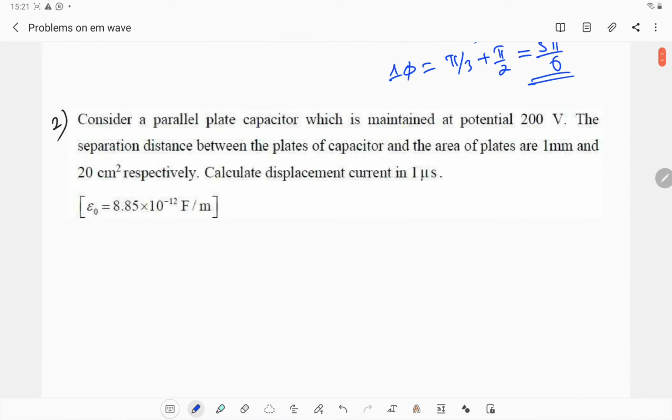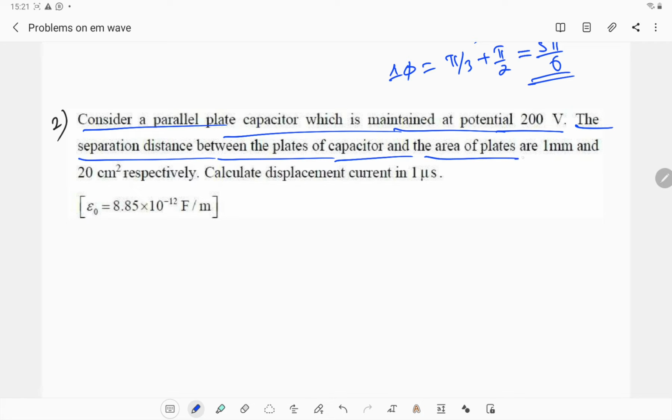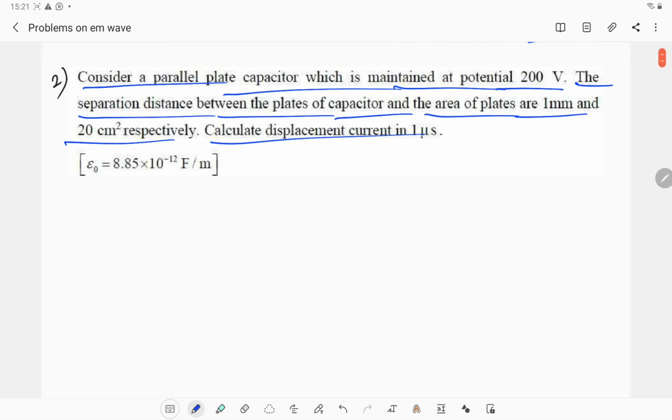Next one. Second problem. Consider a parallel plate capacitor which is maintained at a potential of 200 volts. The separation distance between the plates of the capacitor and the area of the plates are 1 millimeter and 20 centimeter square respectively. Calculate the displacement current.